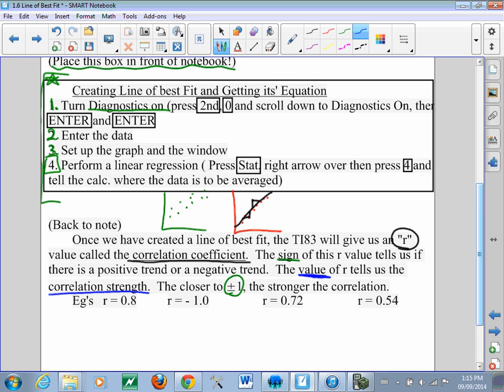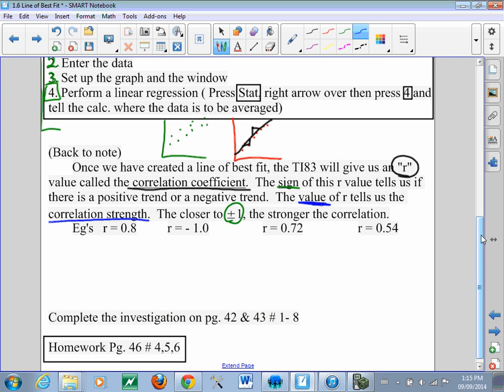So here are some examples. The R values will make sense in a couple minutes when I show you an example. But in the first example, first of all, is it positive? Yes. So I'm going to write positive down. Second one, R equals -1.0. That is a negative trend, so it's going to be going down. Okay, R value of 0.72, that's positive. And R equals 0.54, that's positive.